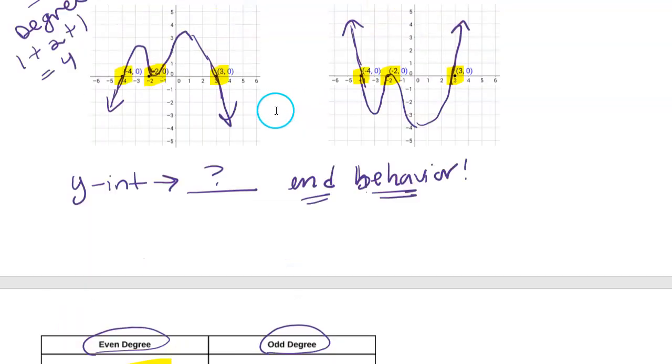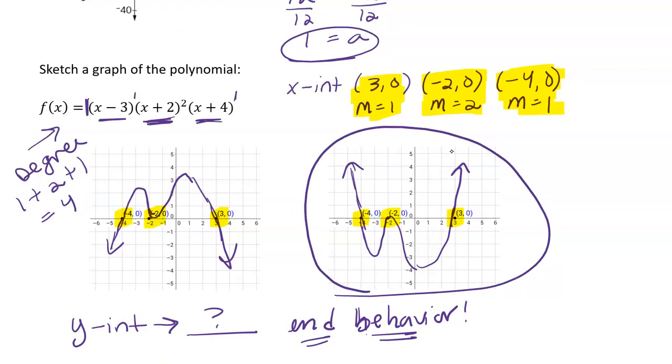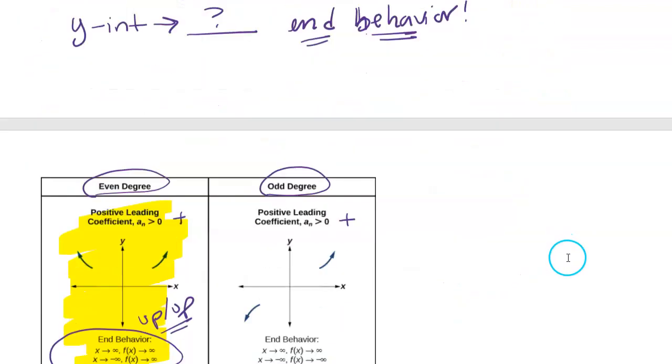So that means this right here is the correct version of the graph, because each of these ends are going up. On the left side I'm going up, and on the right side I'm going up. Whereas this guy over here is not correct because the end behavior is down. It's going down on the left and it's going down on the right. So like I said, both graphs met the conditions of the x-intercepts and the multiplicities, but there's only going to be one graph that meets the conditions of your end behavior.